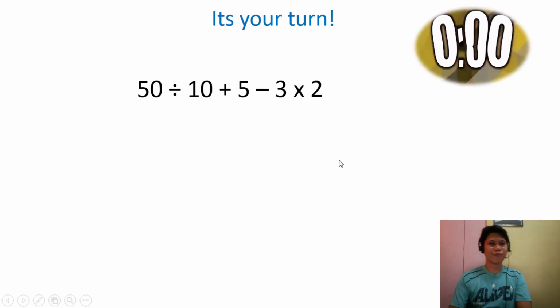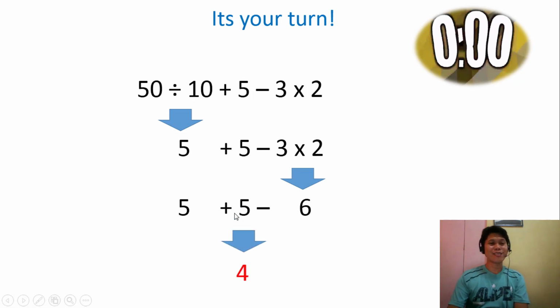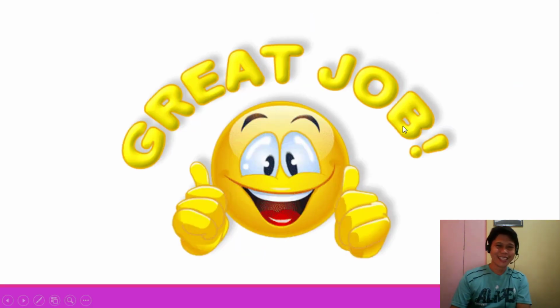Okay, time's up. So let's try to compare your answers with the correct solution. We perform first this 50 divided by 10, or we can do simultaneously 3 times 2. So 50 divided by 10 is 5, then copy everything, and then 3 times 2 is 6, and then copy everything, and then 5 plus 5 is 10 minus 6 is equal to 4. The correct answer is 4. Did you get the correct answer? Okay, great job.